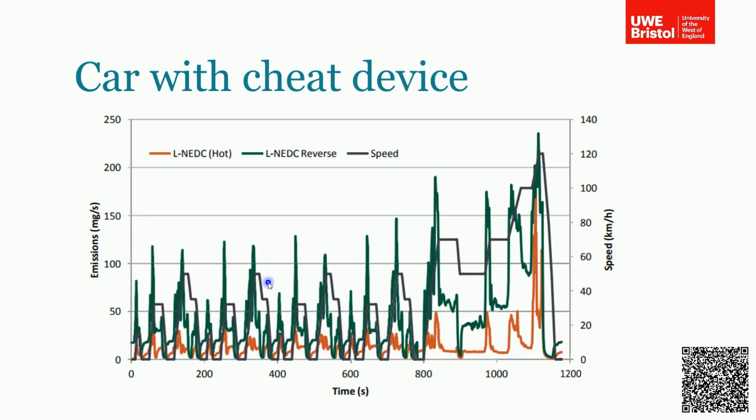This is the test for a car with a cheat device, and you can see that the emissions are much higher, whether it's run hot, and especially when it's run in reverse. Because when it's running in reverse, the engine doesn't think that it's being tested, so the cheat device isn't activated, and the emissions are a lot higher than they would be when cheating the test. So this is what the report found: they suspected that certain vehicle manufacturers were cheating the emissions test, but they could be easily found out by running the test backwards, basically.